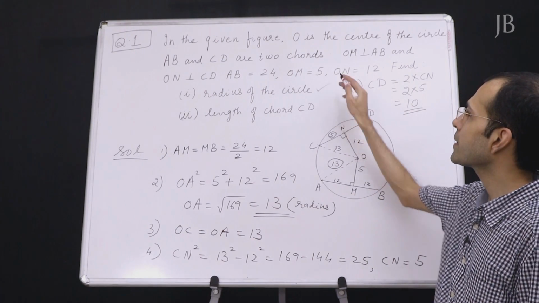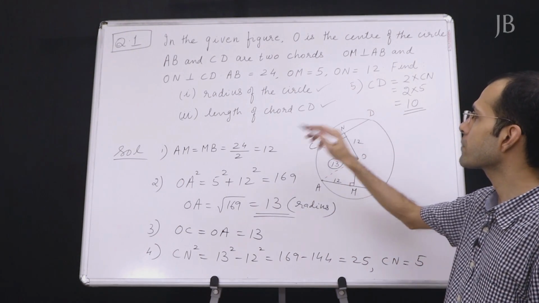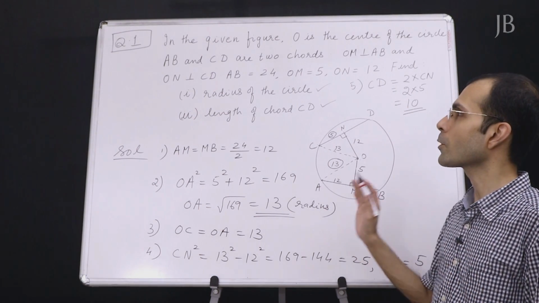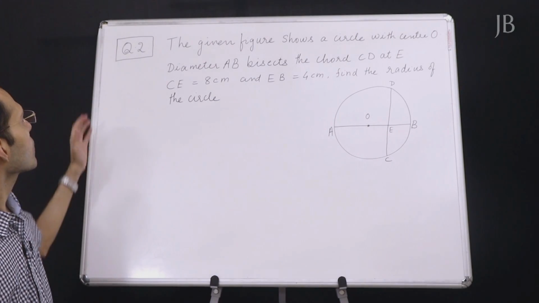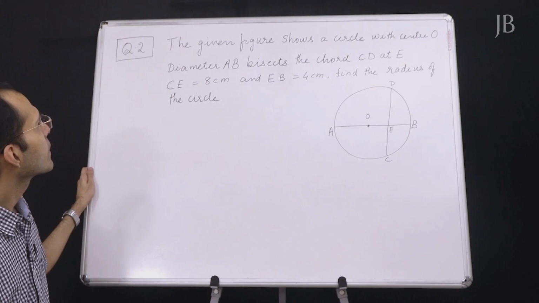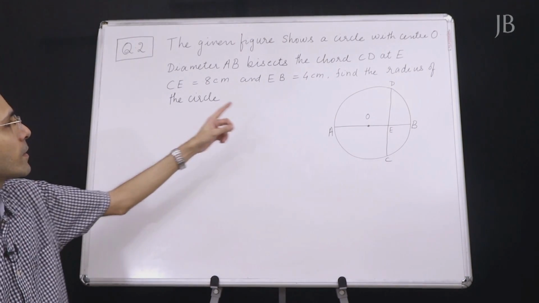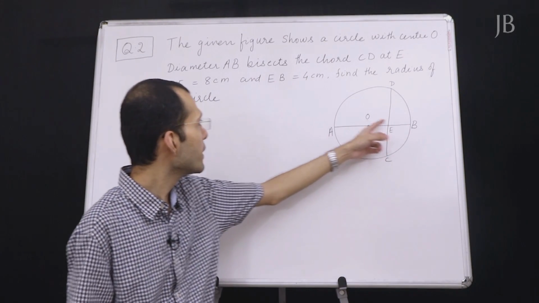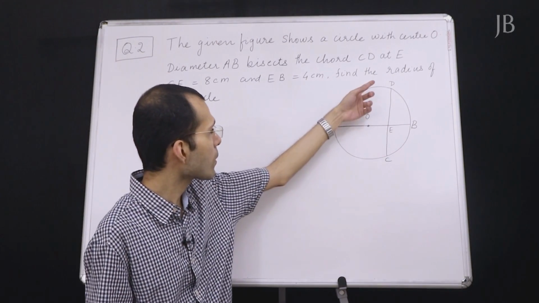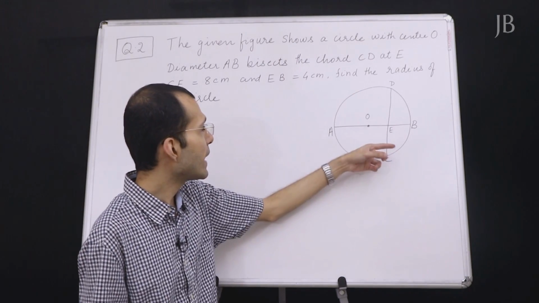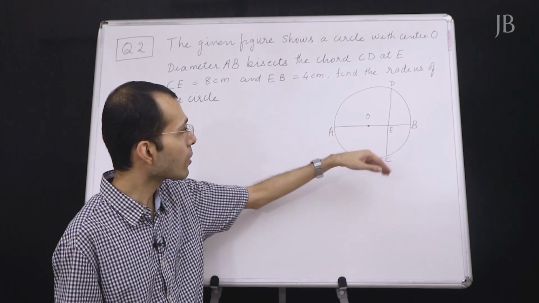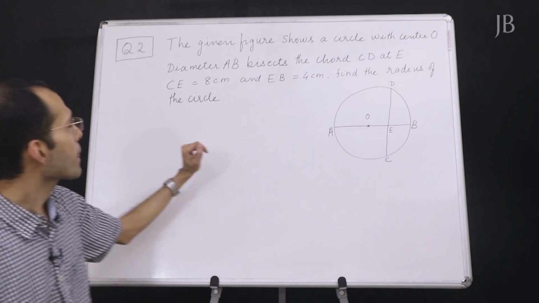So we have finished finding the radius of the circle. We have also finished finding the length of the chord CD. This completes your problem number 1. Okay, now question 2. The given figure shows a circle with center O. Diameter AB bisects the chord CD at E.